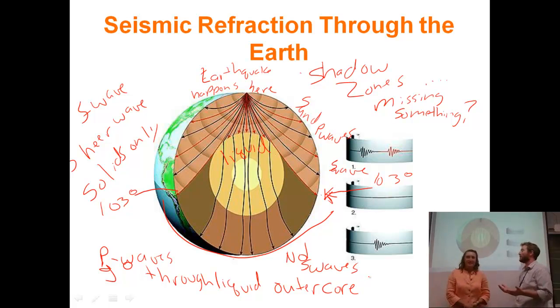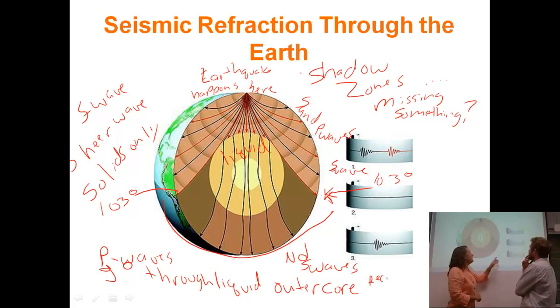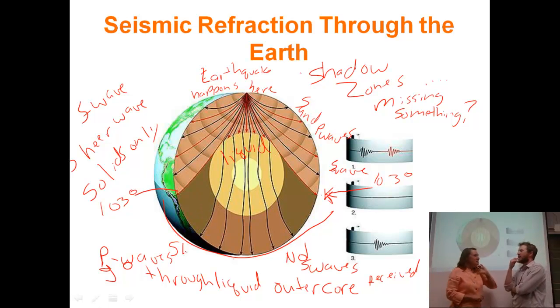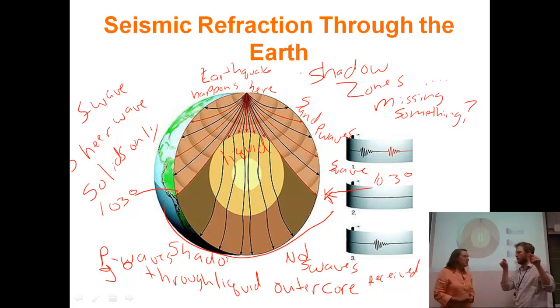My gosh, in the shadow zone. So the shadow zone for S waves starts 103 degrees away from the earthquake and continues around till you get back to 103 degrees. And it's that three-dimensional thing, too. It's not just 2 points, it's like a whole bunch of points. Right. Okay. So that's the S wave shadow zone.